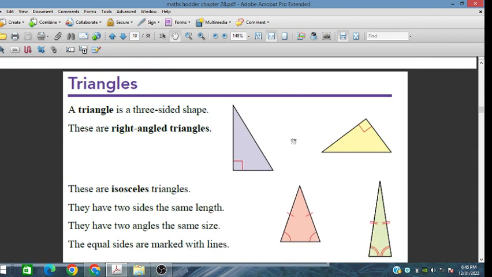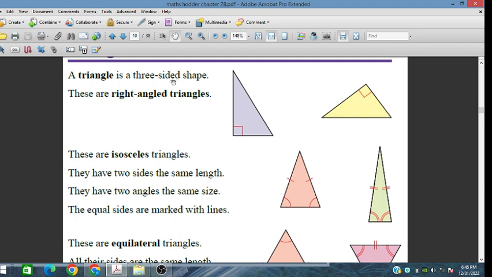So the triangle is a 3-sided shape. These are right angle triangles. So this is a 3-sided shape, 1, 2, and 3, a complete covered shape with 3 sides. Here we have 1 right angle, so that's why it's called a right angle triangle.